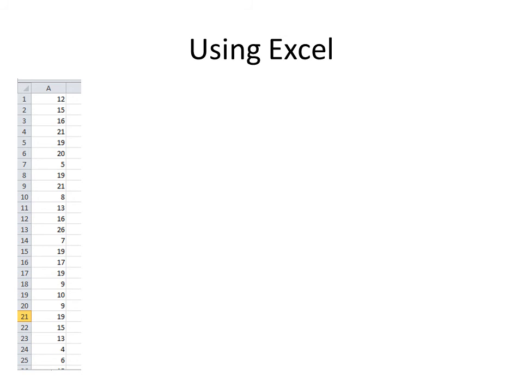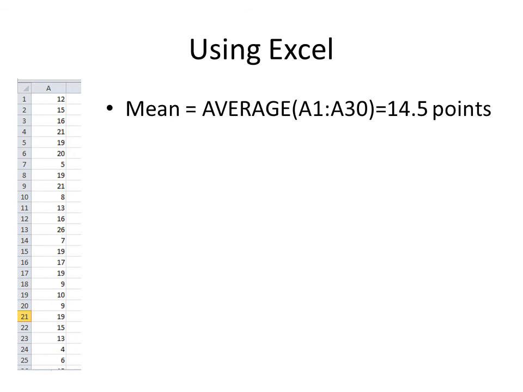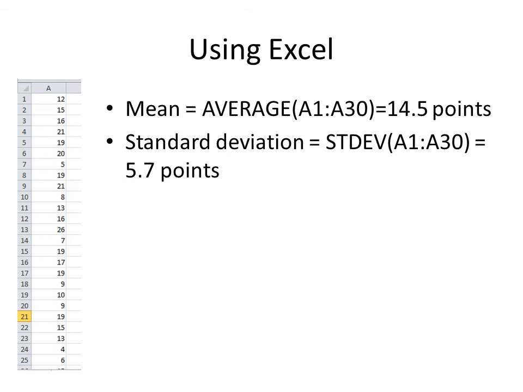Let's now look at the data from all 30 games. I don't trust myself with a calculator enough to attempt plugging 30 different data points into the equations previously given by hand, so I'm going to use Excel. Using the correct corresponding functions, I get that my mean will end up being 14.5 points per game, with a standard deviation of 5.7 points.